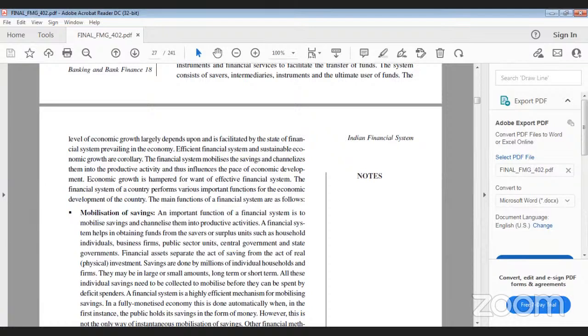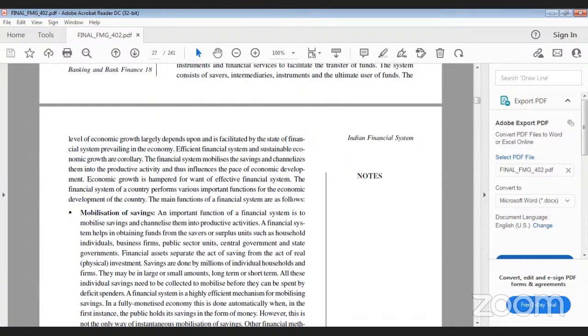In the financial system, the drivers of economic growth are coordinated. The financial system mobilizes the savings and channelizes them into productive activity, and thus influences economic development. Economic growth is achieved through an effective financial system.